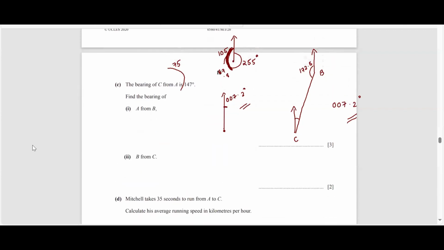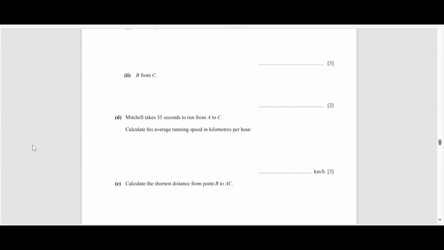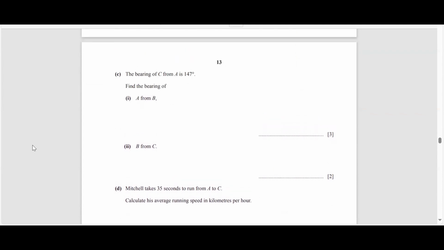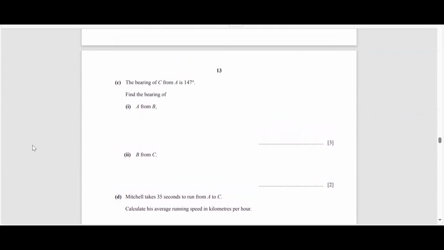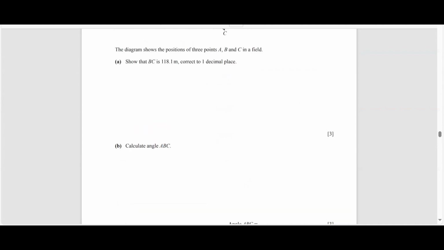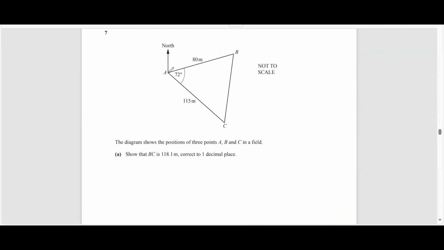Okay. Now D part, Michel takes 35 seconds to run from A to C. Calculate his average running speed in kilometers per hour. So speed is what they are asking. Michel is taking 35 seconds from A to C. So from A to C, this is A and this is C here. We know speed is equal to distance divided by time. So the distance given here from A to C is 115. And the time given in the question, Michel is taking 35 seconds. So 115 meter and 35 seconds.